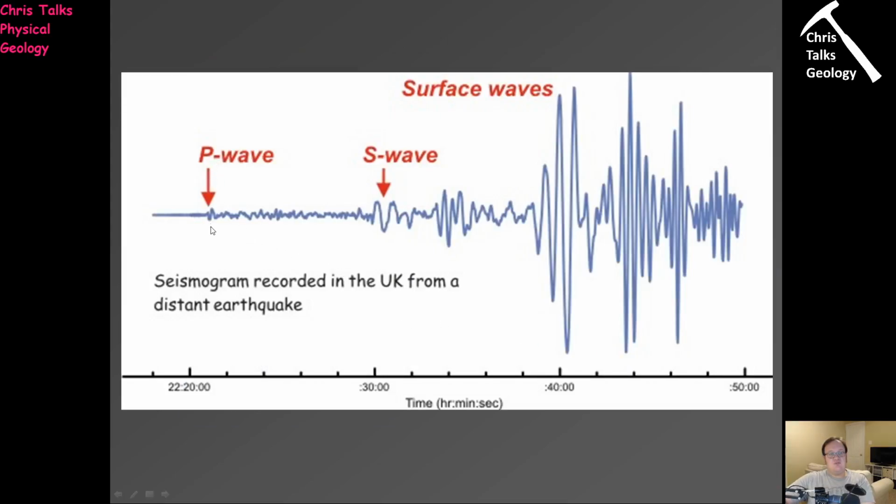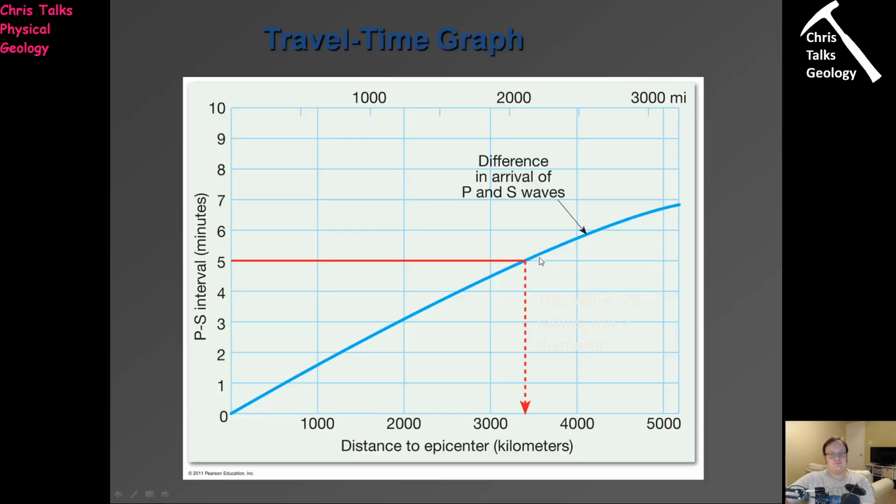So once again, the P wave arrives, then the S wave arrives. This is the time between this and this. That is our PS interval. Obviously then after the S waves, we have the arrival of the surface waves. And this is our travel time graph.